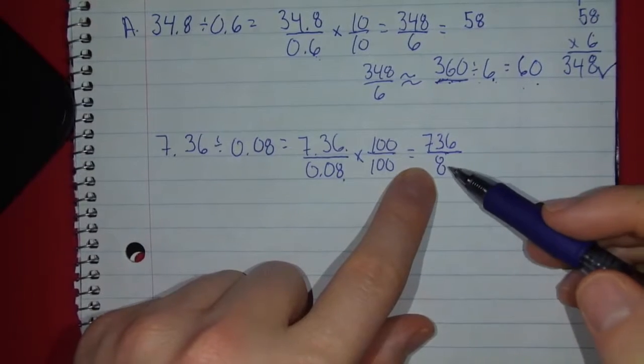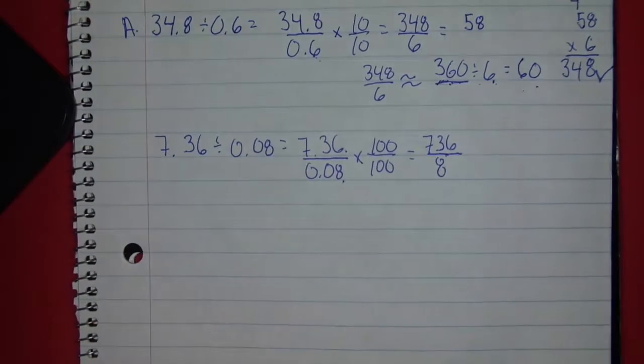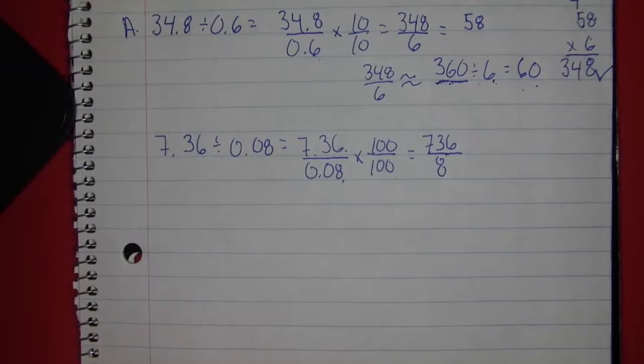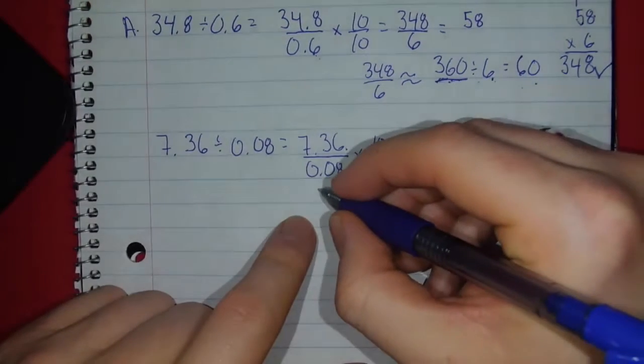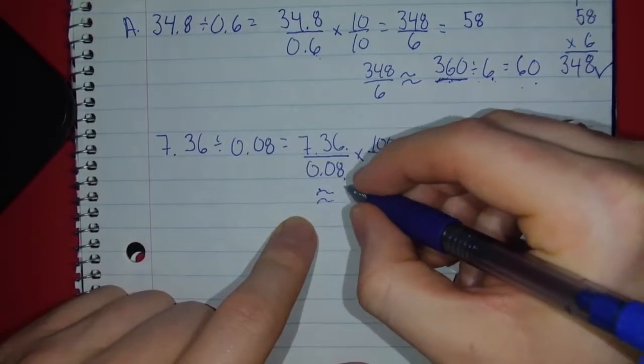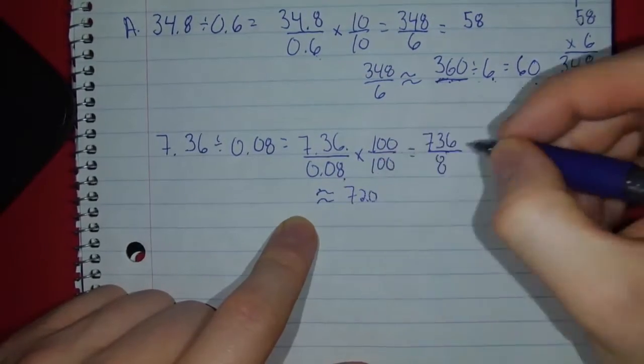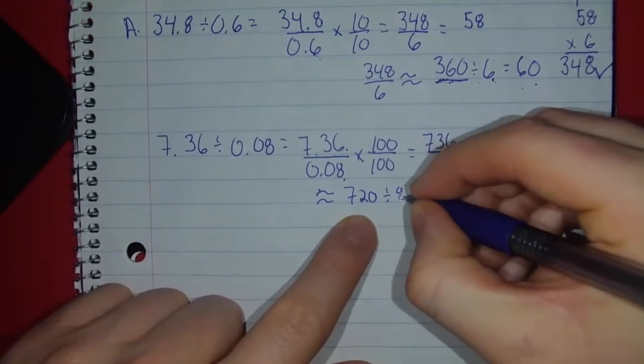So 0 and 8 hundredths times 100 would be 8, and 7 and 36 hundredths times 100 is 736. So now I'm in a similar situation to the one I was in before, where it's not a very easy math fact. So I'm going to do some estimation. 736 is pretty close. It's about 720, and I'm going to do 720 divided by 8.